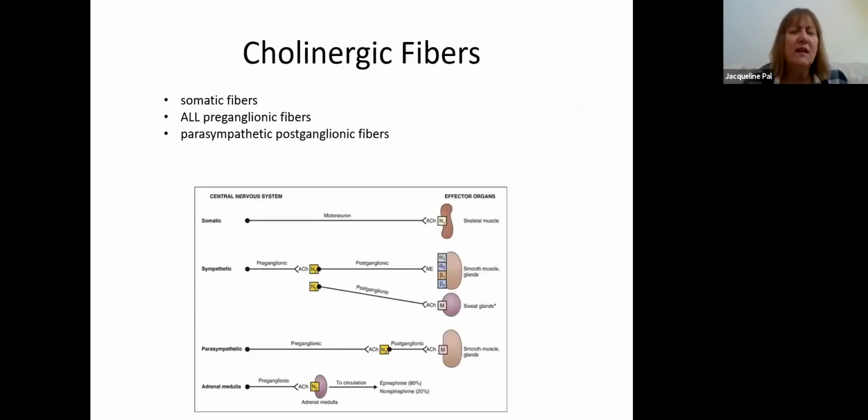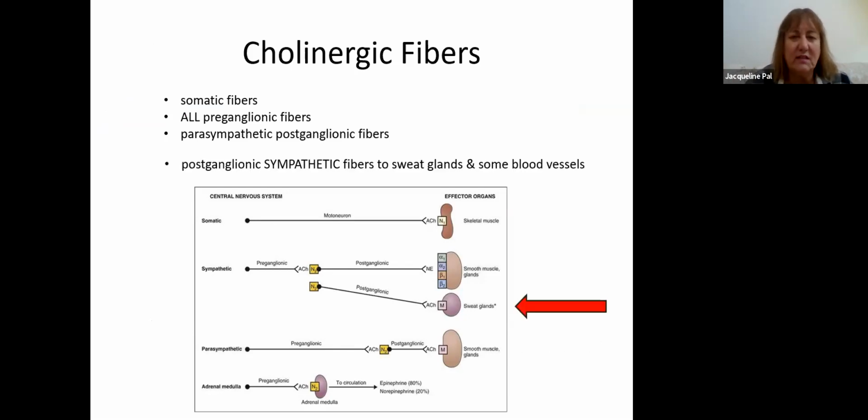All right, so let's talk about these fibers. So cholinergic fibers are all of our somatic fibers, all of our preganglionic fibers, meaning parasympathetic preganglionic and sympathetic preganglionic, in addition to our parasympathetic postganglionic fibers. That's what we know up to now, correct? All right, let's add just a little bit to it.